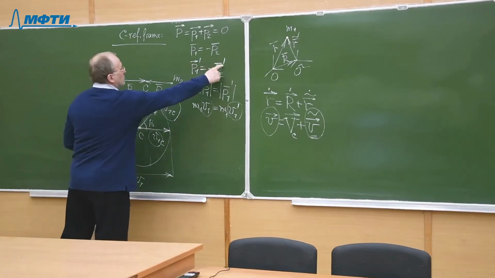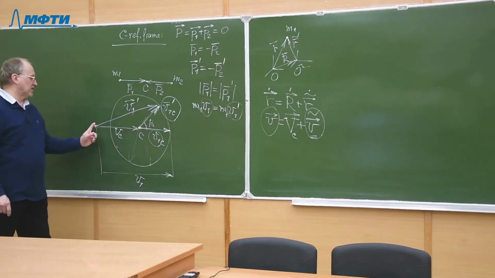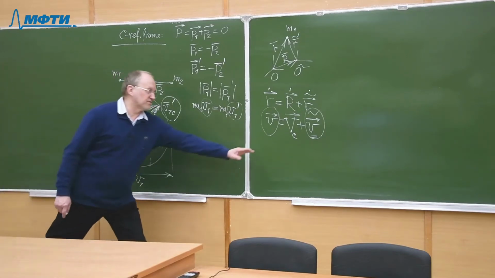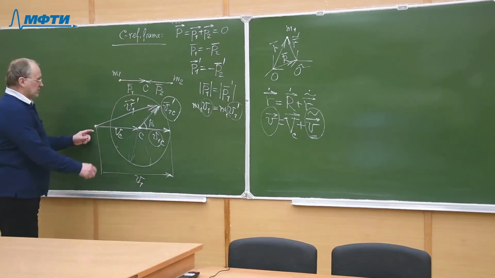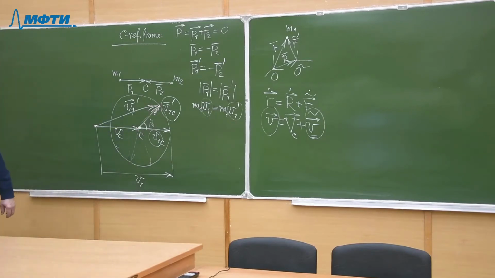I denoted it by prime. The velocity of the particle after collision in the laboratory reference frame. According to this formula, I have to find it as the sum of two vectors, 1 and 2.